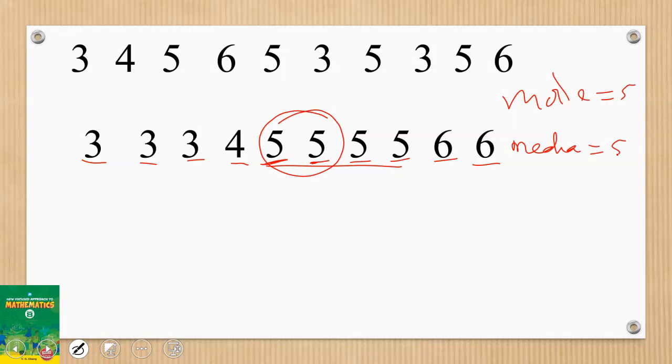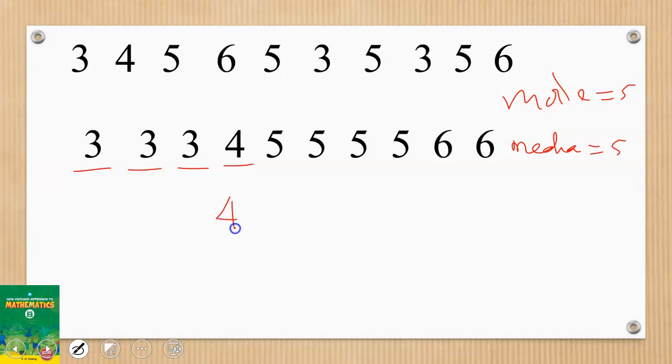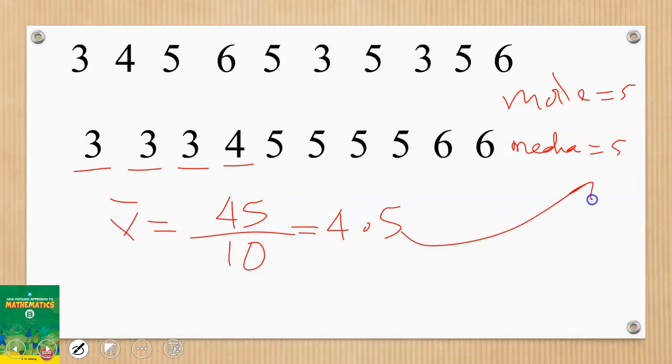Then to find the mean, we learned that we only add all the numbers together and divide by the total number here. For the total number, we have 1, 2, 3, 4, 5, 6, 7, 8, 9, 10. So they are 10 in all. When we add 3 plus 3 plus 3 plus 4 and the rest together, it will give us 45. So 45 divided by 10. So our mean, which is x bar, is equal to 4.5. And that is not far from the median and the mode. Right, so let's take other questions and see.